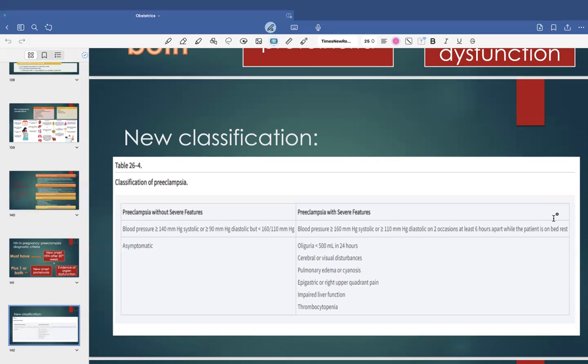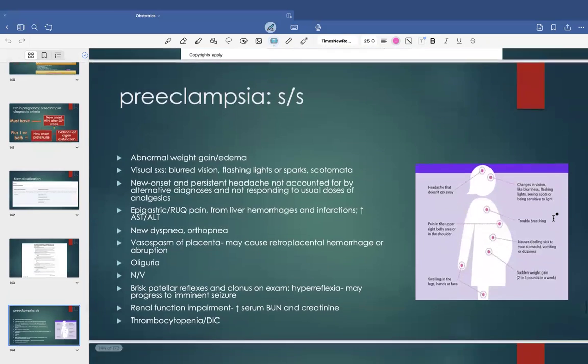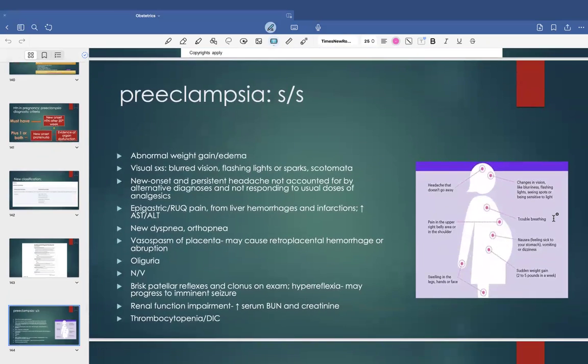Another resource. What are the signs and symptoms? Abnormal weight gain or edema. Visual symptoms, they may have blurred vision, flashing lights, scotomata, which is like a partial blindness, where they're not able to see, they have a blind spot. New onset and persistent headache. This is something I go over in my family medicine breakout for the second years.